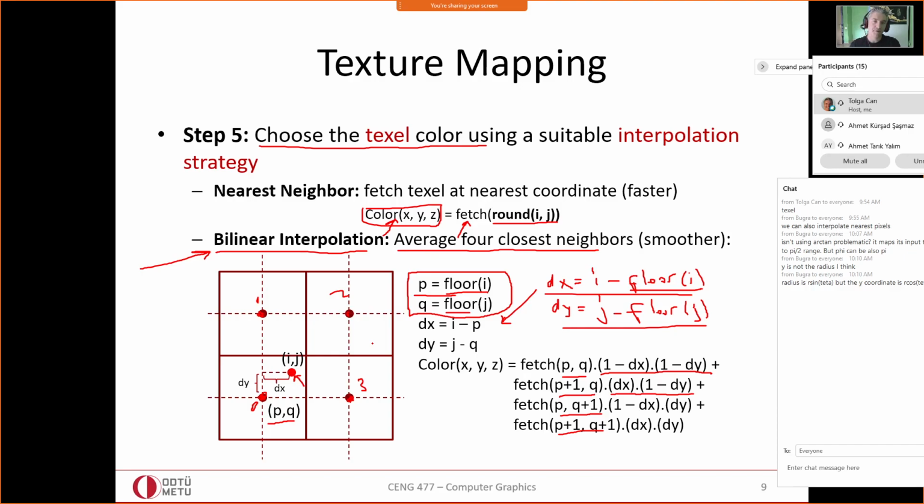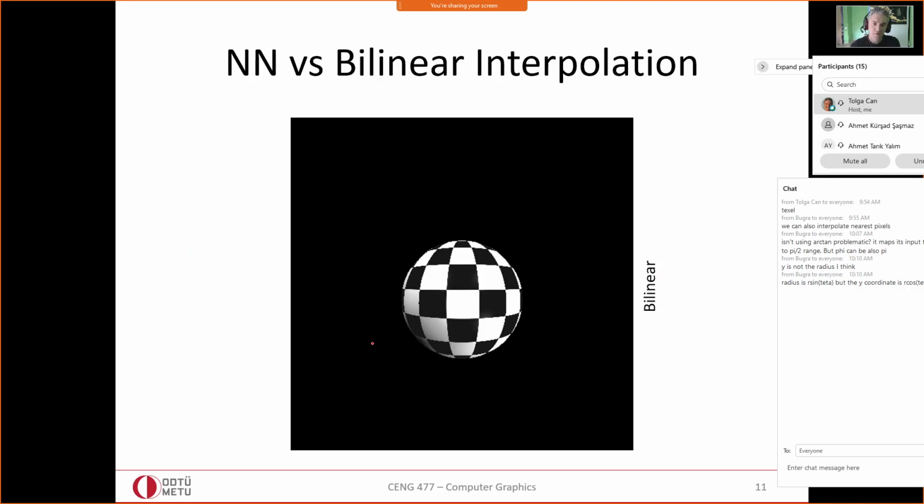If you're mapping a low resolution texture onto a large surface, you will notice the difference between nearest neighbor and bilinear interpolation. But if your texture image is really high resolution and you're mapping onto a smaller surface, you will probably not notice the difference between these two methods. So you can use nearest neighbor if you have a higher texture resolution. But using bilinear interpolation is suggested if your texture image is not a high resolution image.